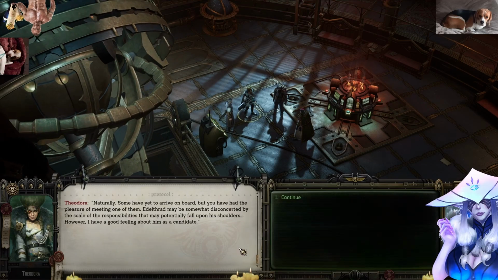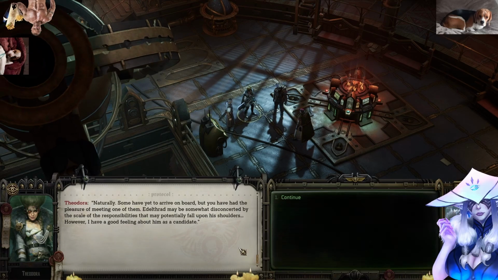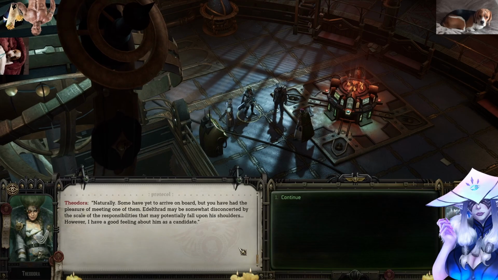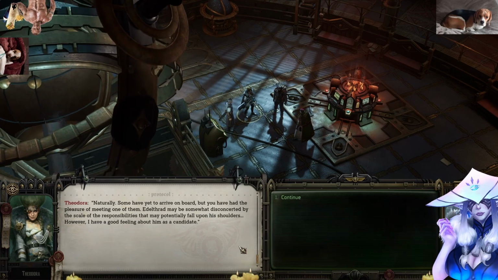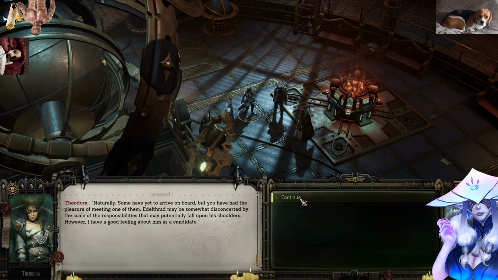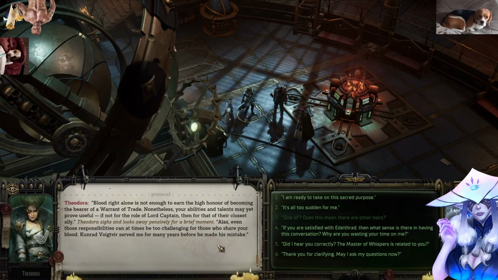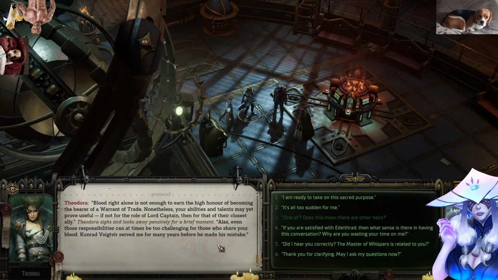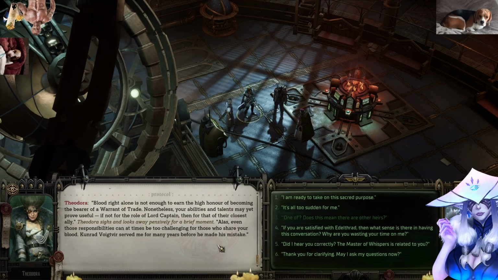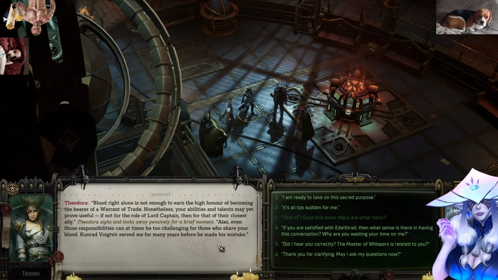Naturally. Some have yet to arrive on board, but you have had the pleasure of meeting one of them. Edelthrad may be somewhat disconcerted by the scale of the responsibilities that may potentially fall upon his shoulders. However, I have a good feeling about him as a candidate. Bloodright alone is not enough to earn the high honor of becoming the bearer of a warrant of trade. Nonetheless, your abilities and talents may yet prove useful. If not for the role of Lord Captain, then for that of their closest ally.